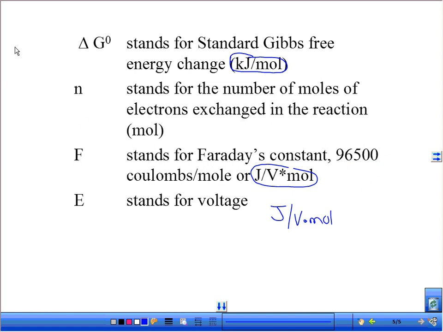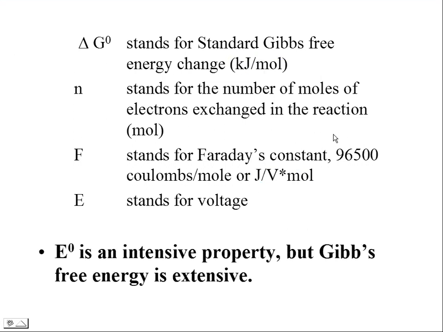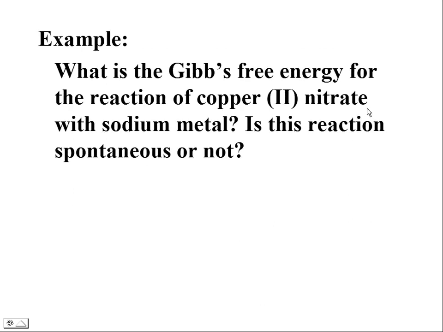So we're going to work one of the problems. If you pull up the PowerPoint that I uploaded yesterday, I have changed the example problem to make it a little bit simpler. This will probably be one like you will have on your test. It says, what is the Gibbs free energy for a reaction of copper 2 nitrate with sodium metal? And it wants to know if this reaction is spontaneous or not.